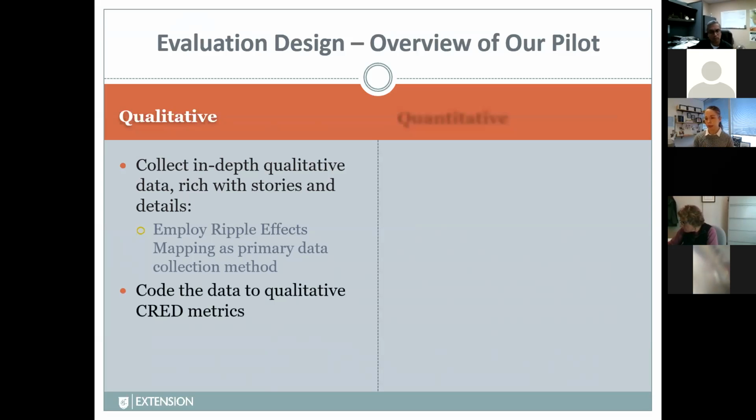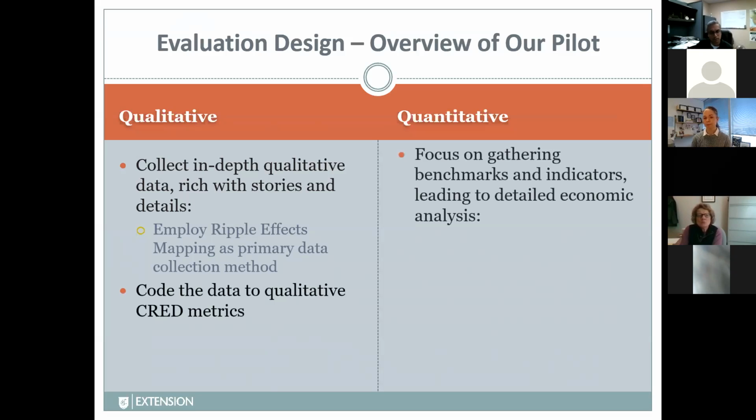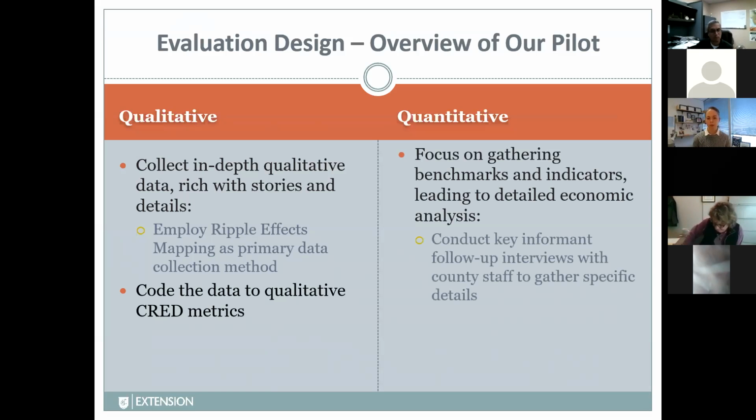But qualitative isn't enough. As we all know, telling the story is important, but you also want, especially economically, to be able to back those numbers up. So our second half was a quantitative portion. And this focus was more on gathering benchmarks and indicators that would lead us to an economic analysis. So in this case, we were conducting key informant follow-up interviews with county staff to gather specific details.